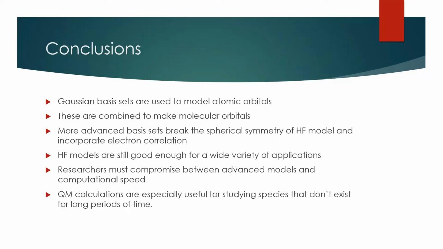Essentially, what we're talking about is that we have these Gaussian basis sets that we can use to make atomic orbitals and molecular orbitals, and we can improve upon them by doing things like adding in polarization and split valence basis sets to break up their symmetry and so forth. The Hartree-Fock model can work pretty well for some applications, but in others we need more advanced theories. That's where the density functional theory and Møller-Plesset come in. And in general, research is always a compromise between the best model that you can get and also the computational speed that you have. So you have to balance these two to actually get the right model for your research of choice.